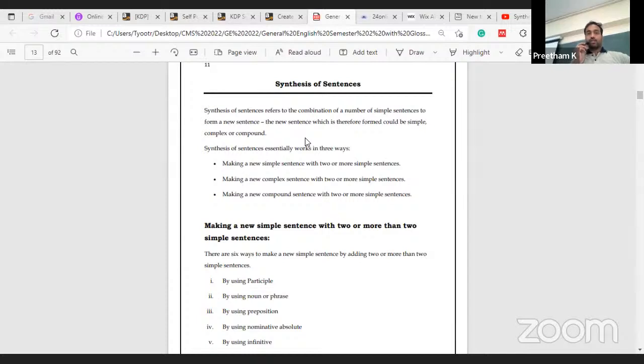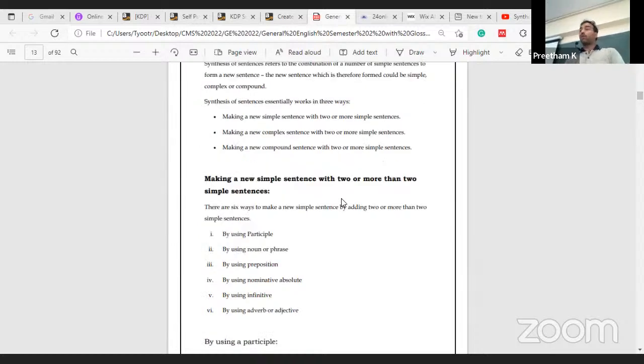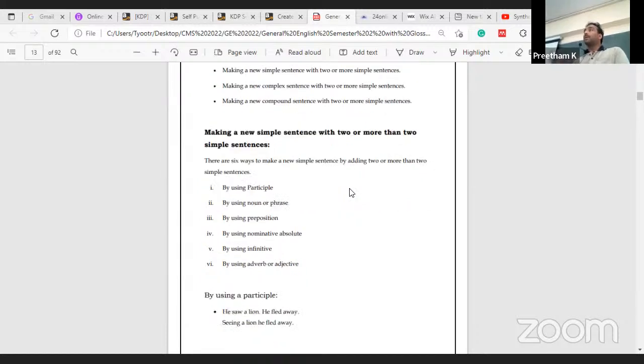Synthesis of sentences essentially works in three ways. That is, making a new simple sentence with two or more simple sentences, making a new complex sentence with two or more simple sentences, and making a new compound sentence with two or more simple sentences. So with multiple simple sentences, how are we going to transform or synthesize those different simple sentences into one simple sentence or one compound sentence or one complex sentence?